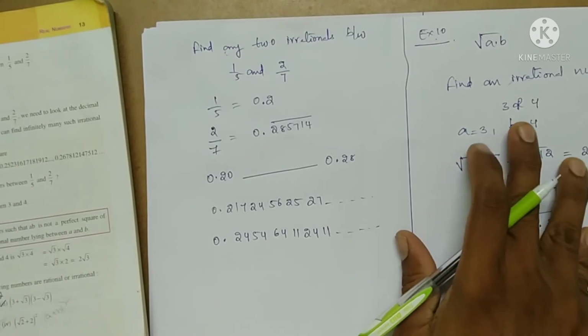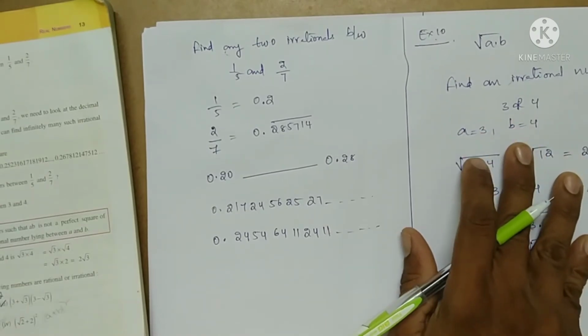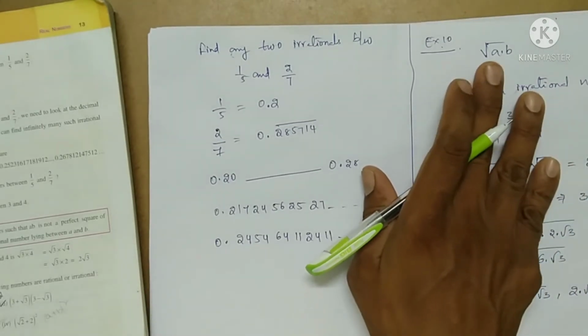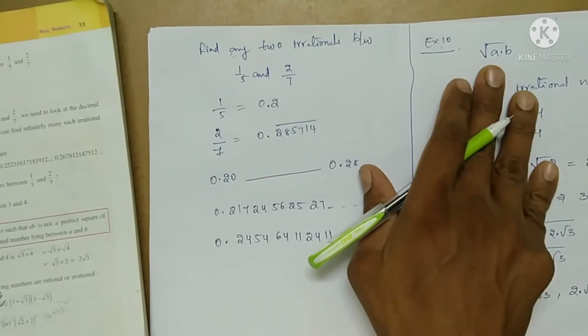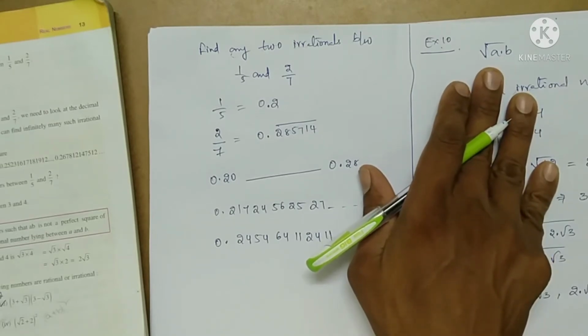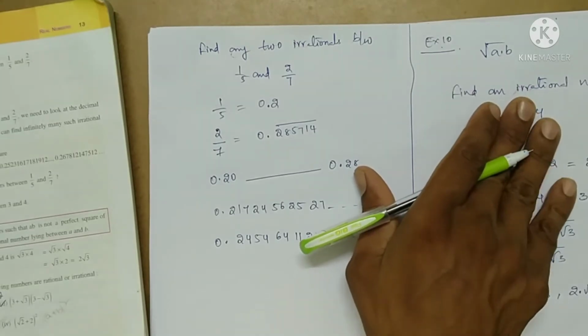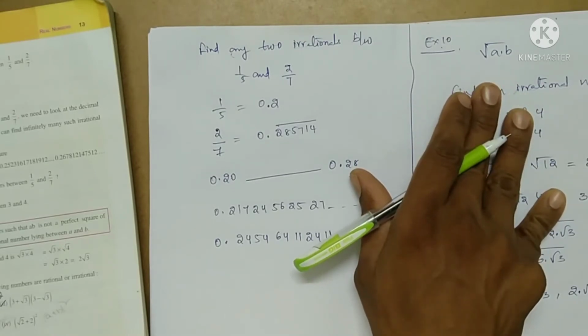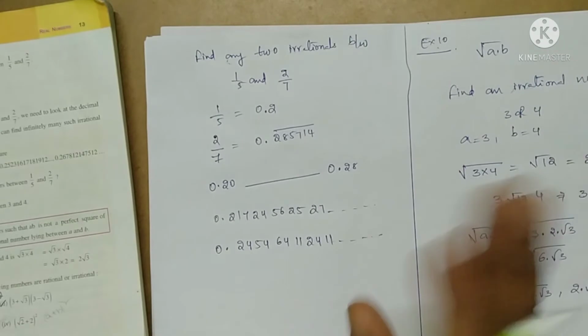Okay, my dear students, by using this formula we can find any irrational numbers between two rationals. The formula is the square root of a into b. This is the formula for irrational numbers in between. And (a + b)/2 is the formula for rational numbers in between.